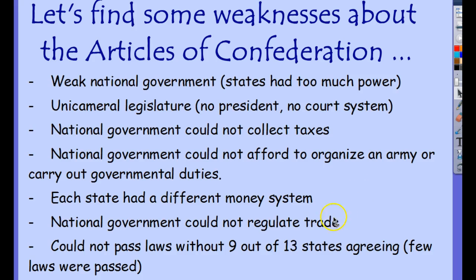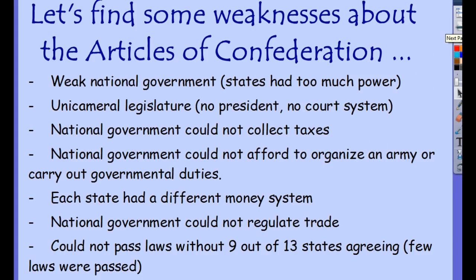Last but certainly not least, because each state only had one vote, it was very hard to pass laws because 9 out of those 13 states had to agree. And that's well over half of the states having to agree. And it's very hard to get 13 people who represent 13 completely different states to agree on anything. So very few laws were actually passed under the Articles of Confederation.